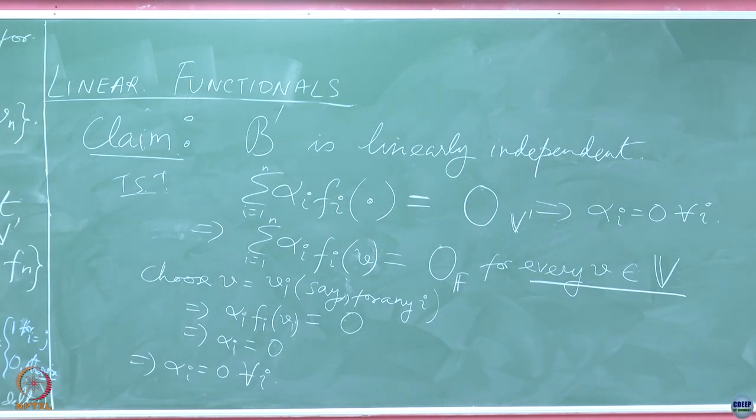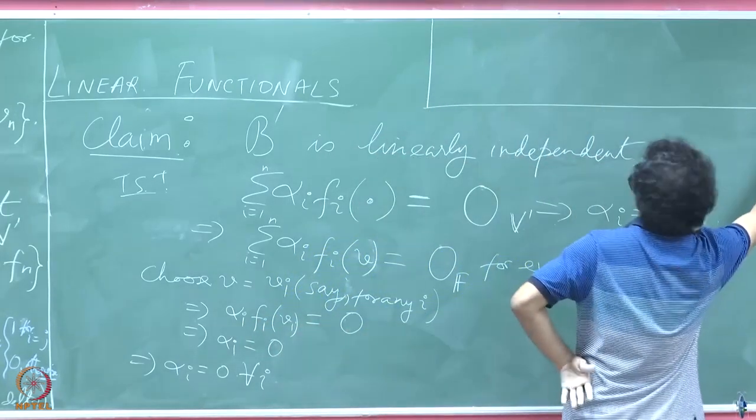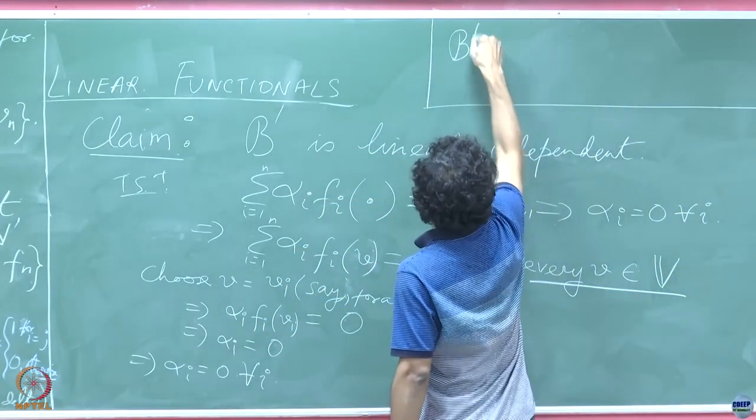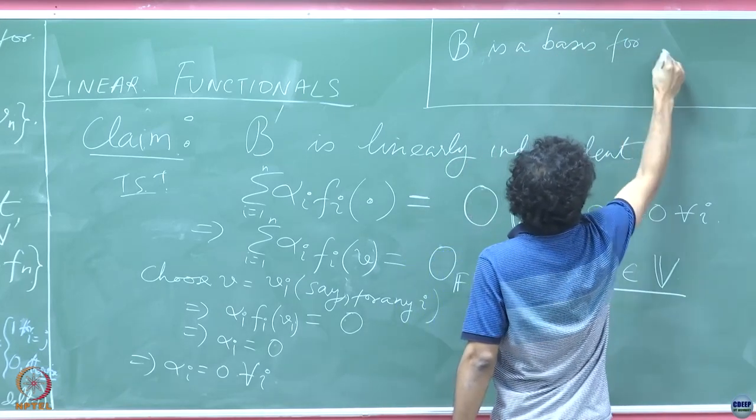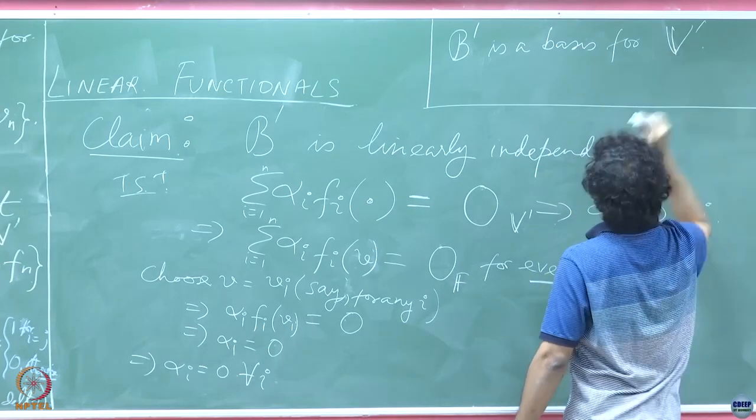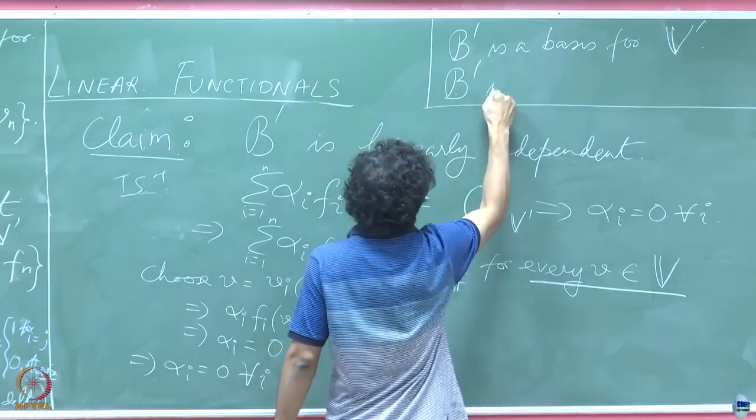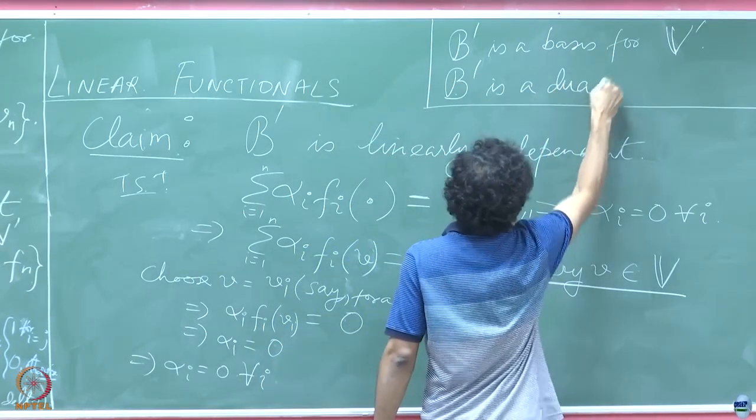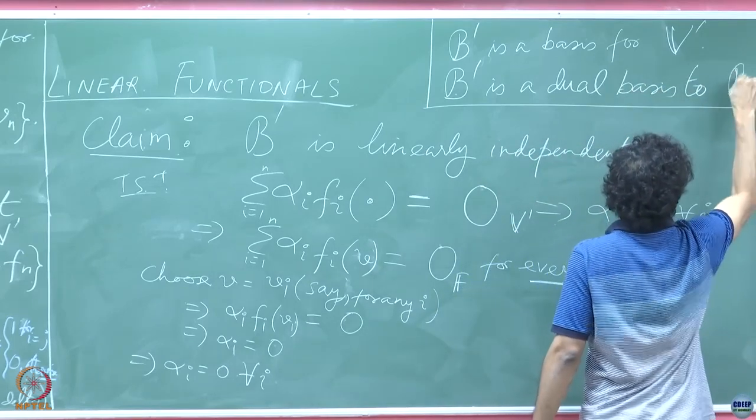So therefore, you have a linearly independent set, you have a generating set. Therefore, by virtue of those two claims, the big result is, that's why I haven't erased that part, this B prime is a basis for V prime. Not just that, you'll see that we call B prime a dual basis to B.